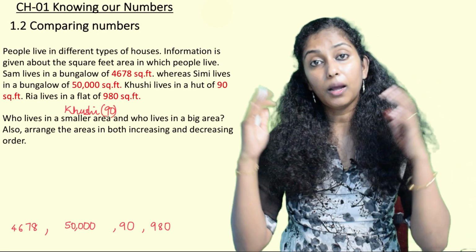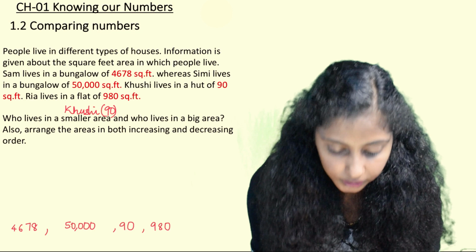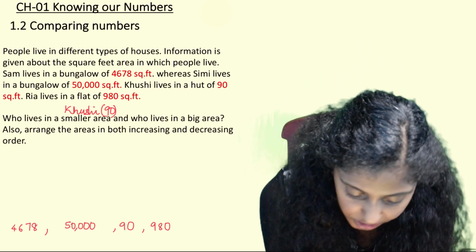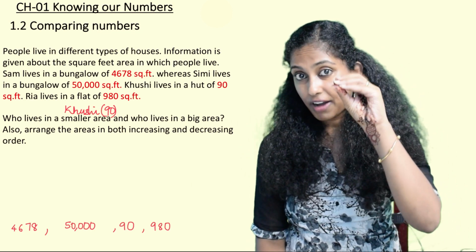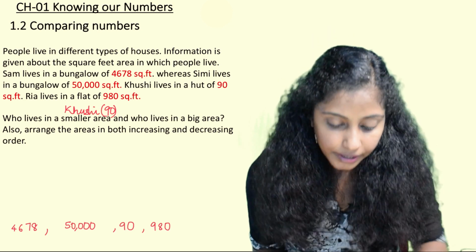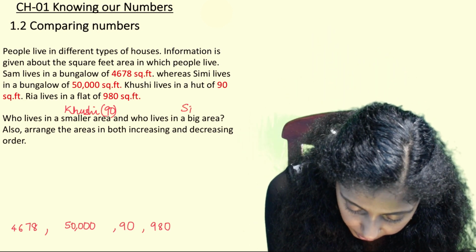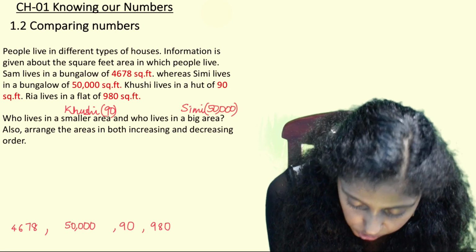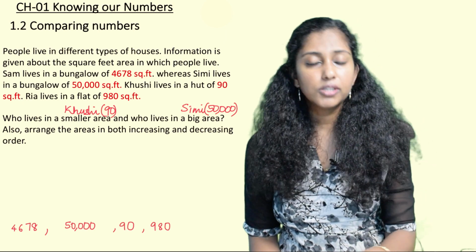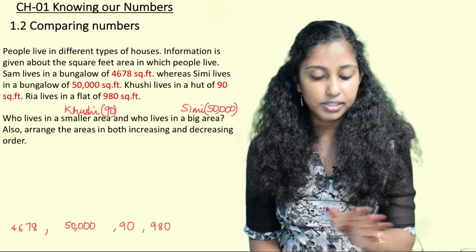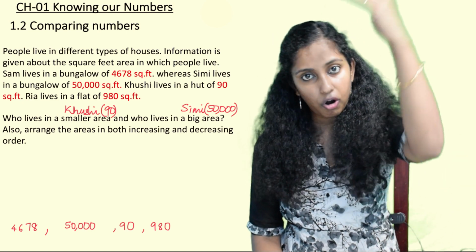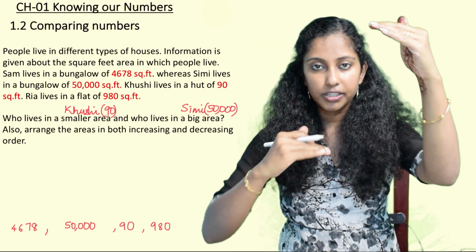And who lives in a big area? Out of all these 4, the biggest number is 50,000 because it has got 5 digits in it, and the person living there is Simi. Simi lives in a bigger area and that is 50,000. Then also we have to arrange all these numbers in both increasing order and the decreasing order.